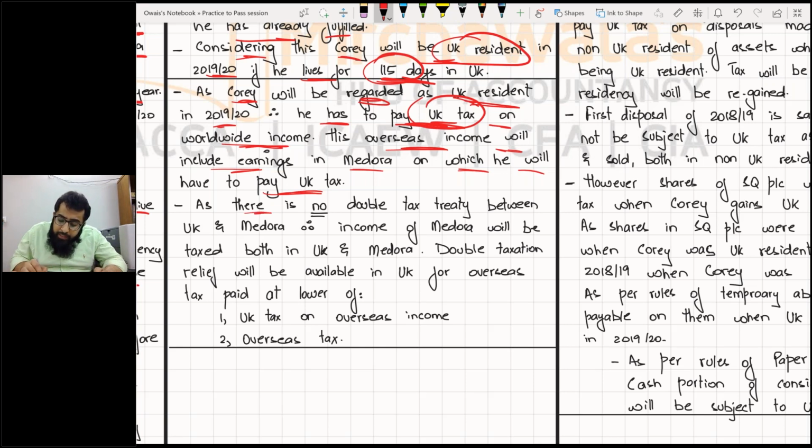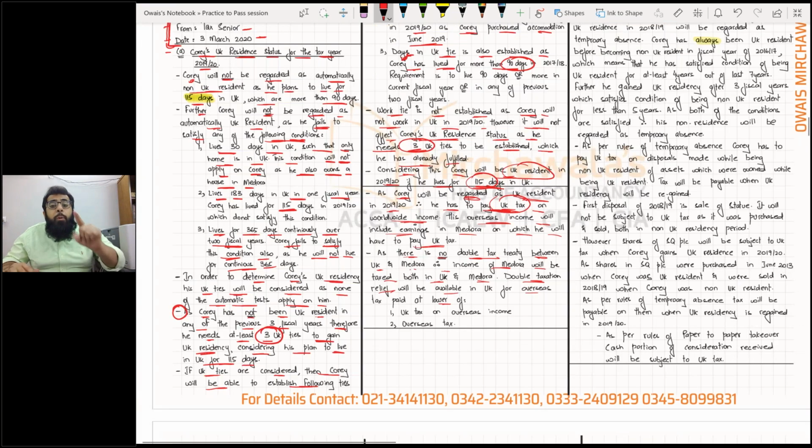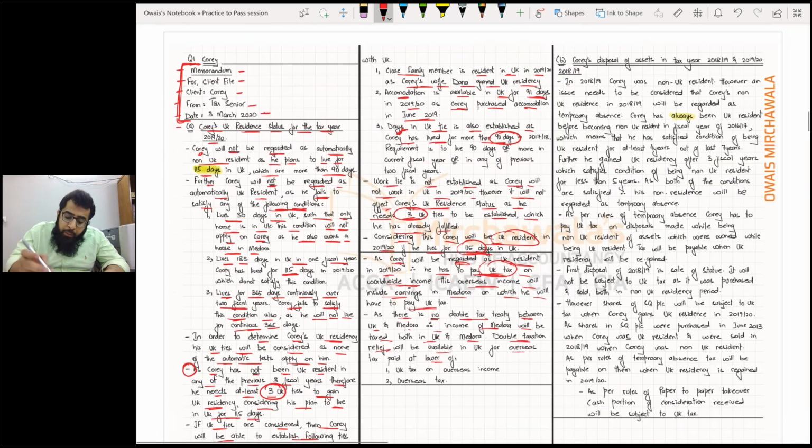If there is no double tax treaty between UK and Medora, therefore income of Medora will be taxed both in UK and Medora. DTR will be available at lower of some easy discussion. I don't think that it will create trouble for you people. So the first requirement, if you look at this first requirement, what was it?